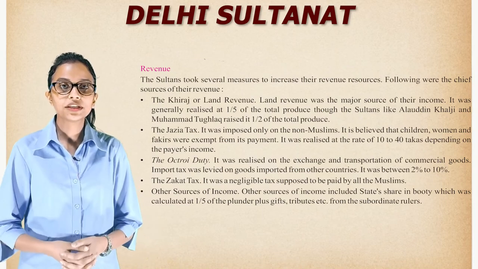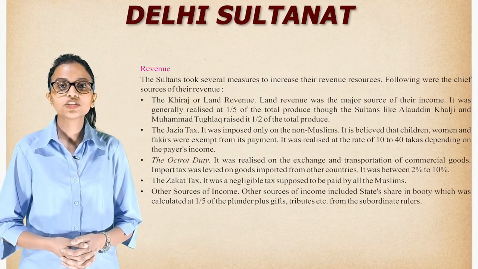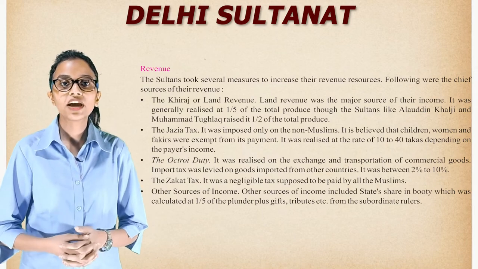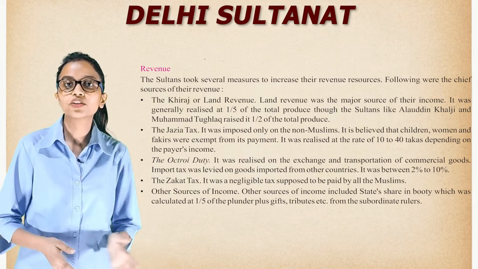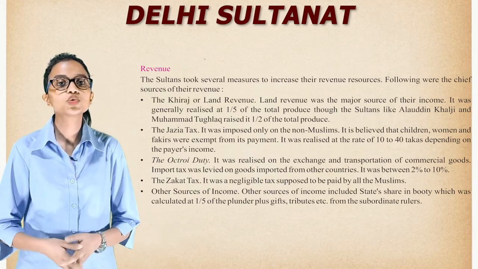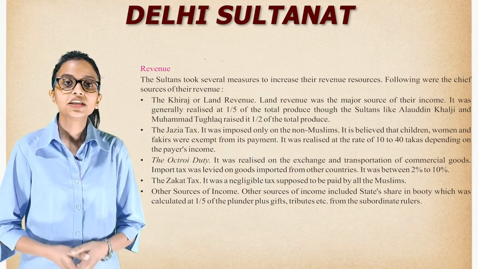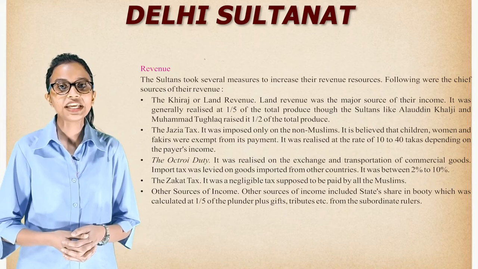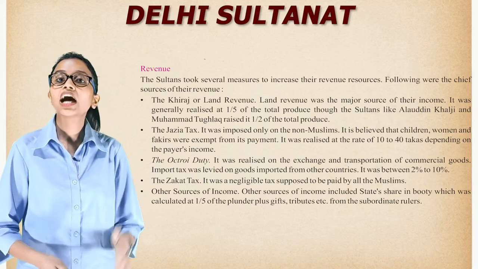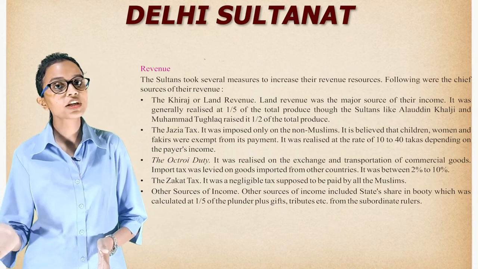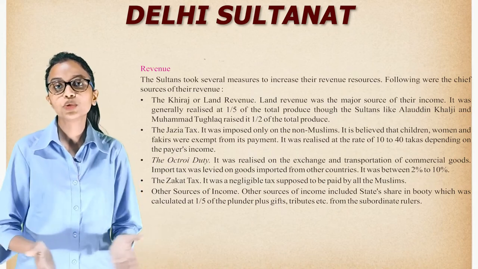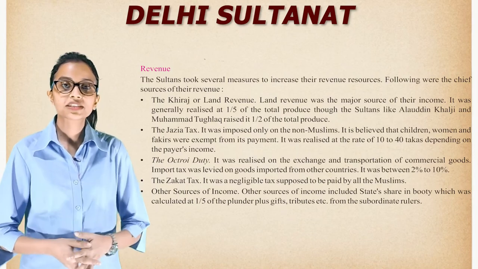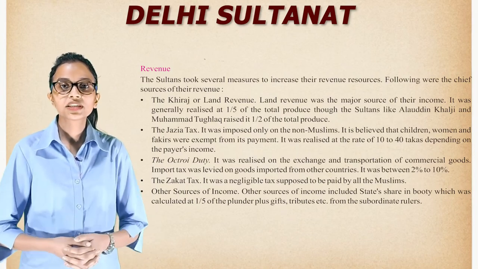The octroi duty was realized on the exchange and transportation of commercial goods. Import tax was levied on goods imported from other countries. It was between 2% to 10%. The zakat tax was a negligible tax supposed to be paid by all Muslims. Other sources of income include the state share in booty, which was calculated at 1/5 of the plunder, plus gifts, tributes, etc.